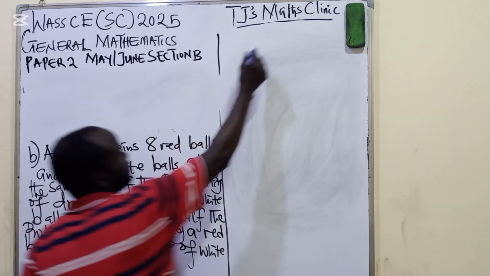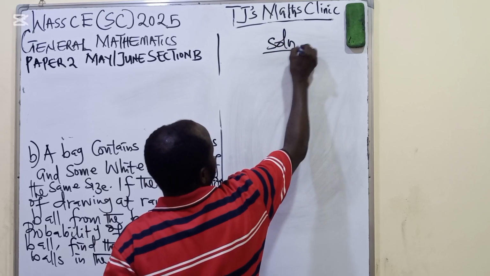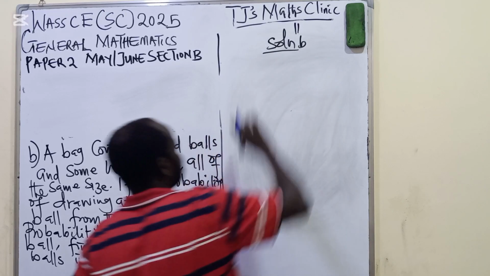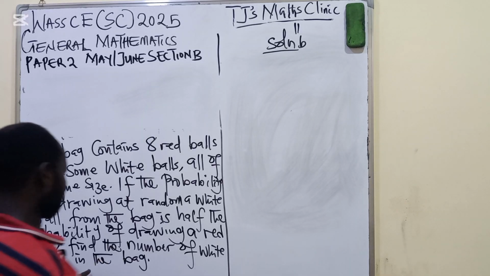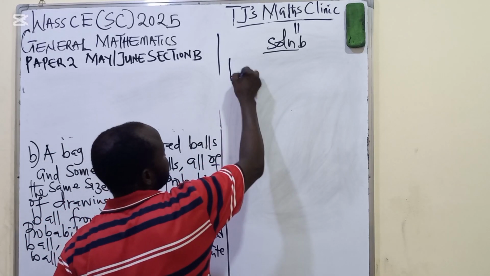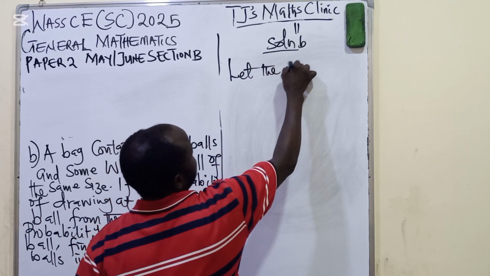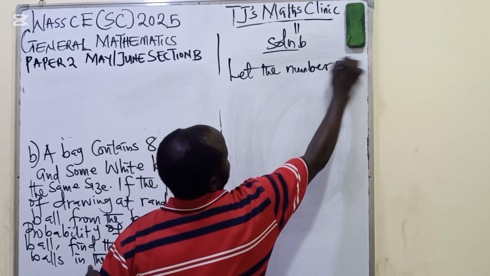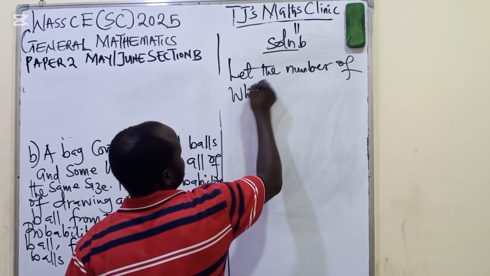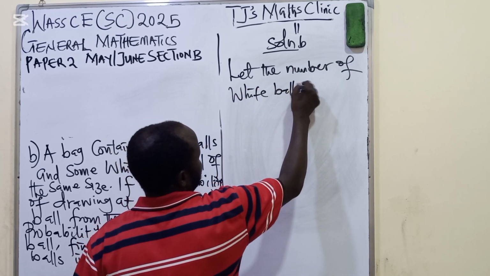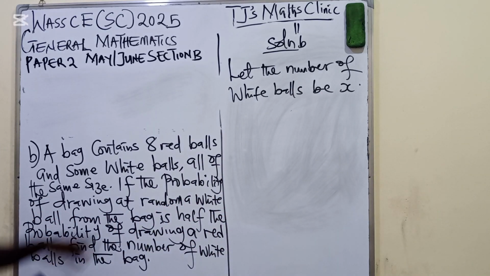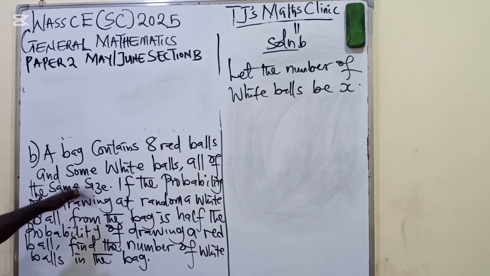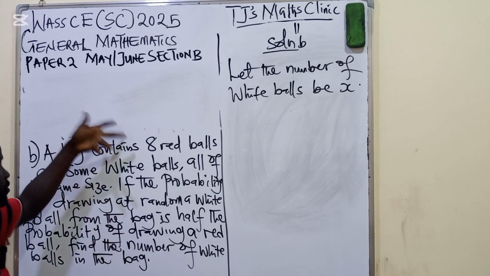So the first thing to do is to try to identify 11B now. Solution to 11B. This question is from probability. We don't know the number of white balls, so we can say let the number of white balls be X, since we don't know. A bag contains 8 red balls and some white balls. We don't know how many.